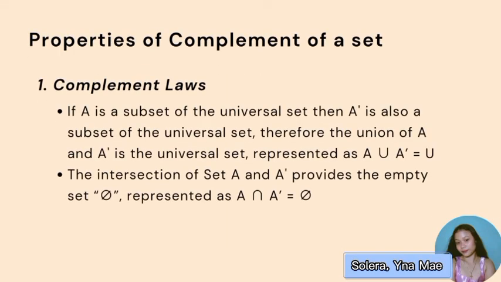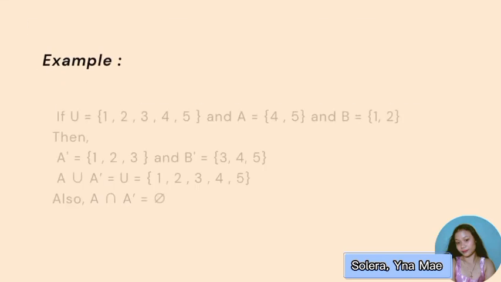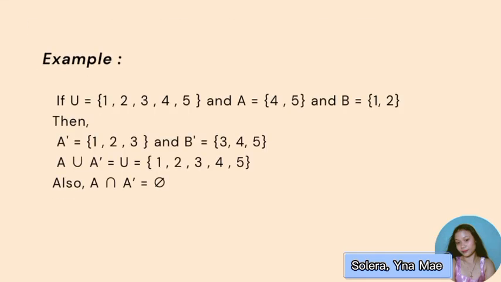If A is a subset of the universal set, then A prime is also a subset of the universal set. Therefore, the union of A and A prime is the universal set. The intersection of set A and A prime is the empty set. For example, if U is equal to 1, 2, 3, 4, 5, A is equal to 4, 5, B is equal to 1, 2, A prime is equal to 1, 2, 3, and B prime is equal to 3, 4, 5, then the union of A and A prime equals U, which is 1, 2, 3, 4, 5. Also, the intersection of set A and A prime is equal to the empty set.